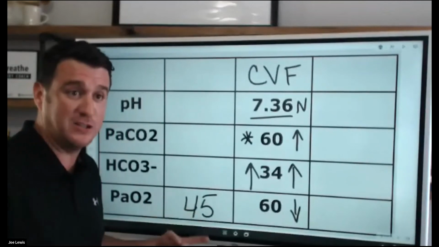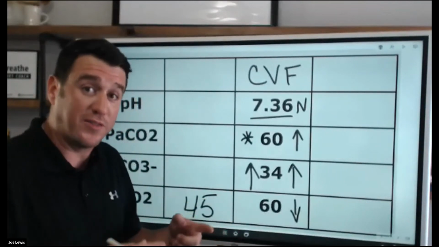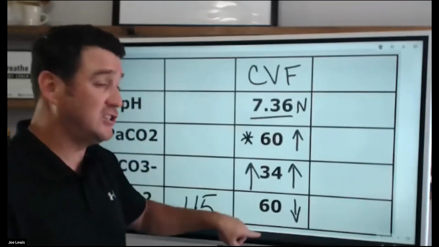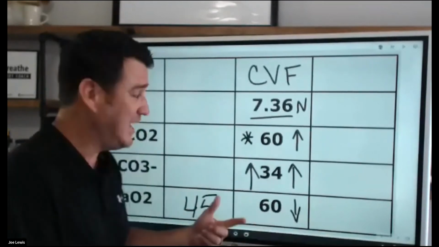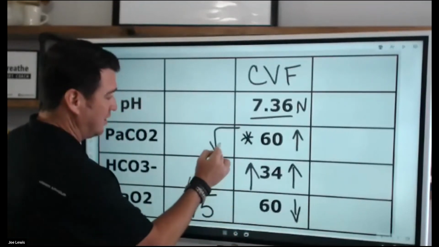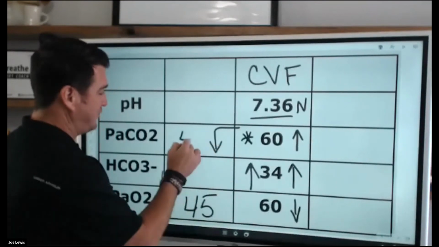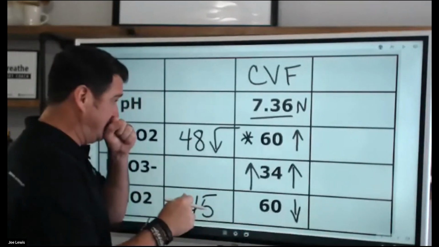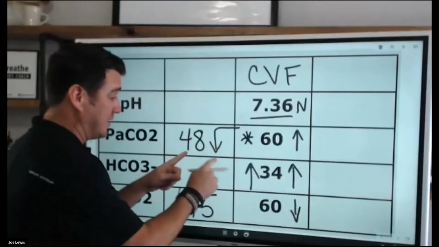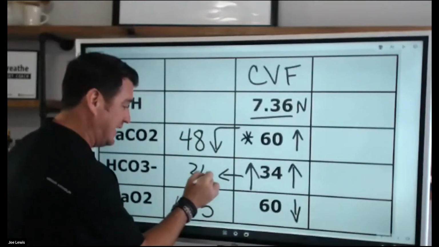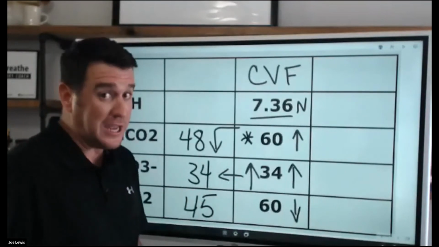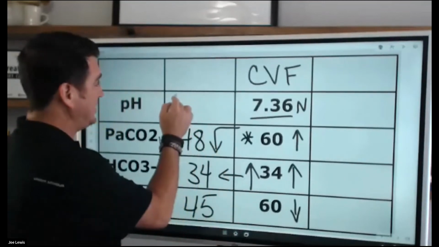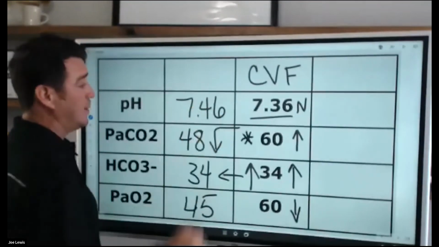The same thing that happened to the patient from a normal baseline, where they began to hyperventilate in response to the hypoxemia, this person is going to do the same thing. And you're going to see where their CO2 goes down. Let's just say it goes down to 48. Now, because this is an acute problem happening here, bicarb, once again, is going to remain normal. Anytime CO2 goes down and bicarb remains normal, your pH will go up.